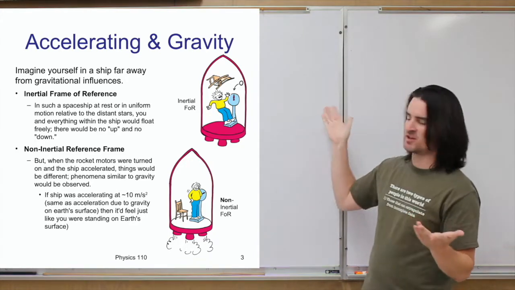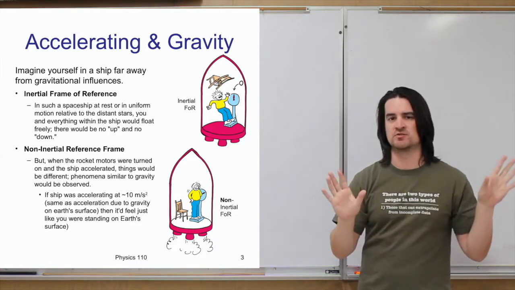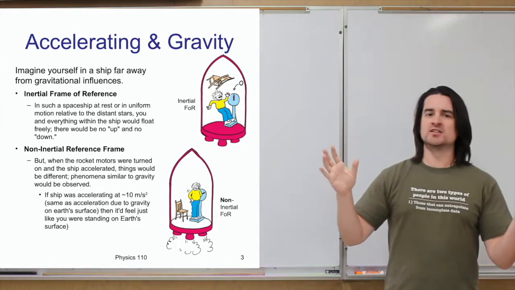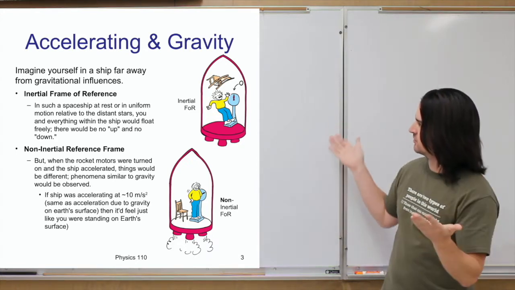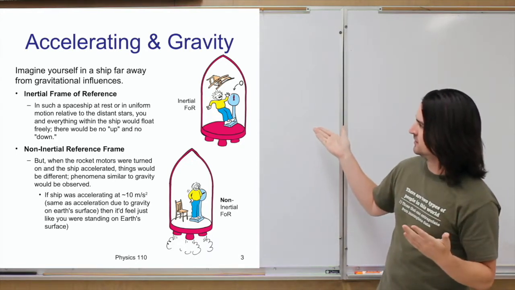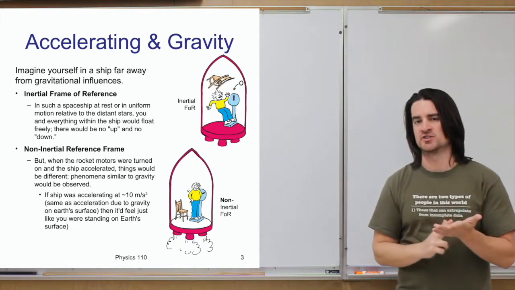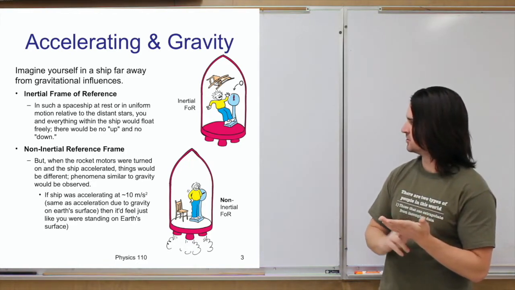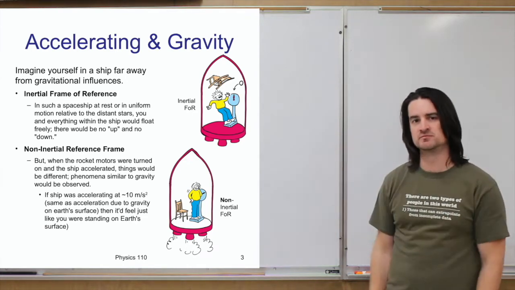As long as you're in the spaceship, far away from any planets, any stars, any gravitational fields, the only thing that can tell you whether or not you're moving is how your motion is affected. And there's no difference between being at rest or moving at a constant speed. In either of those instances, you'd just be floating.